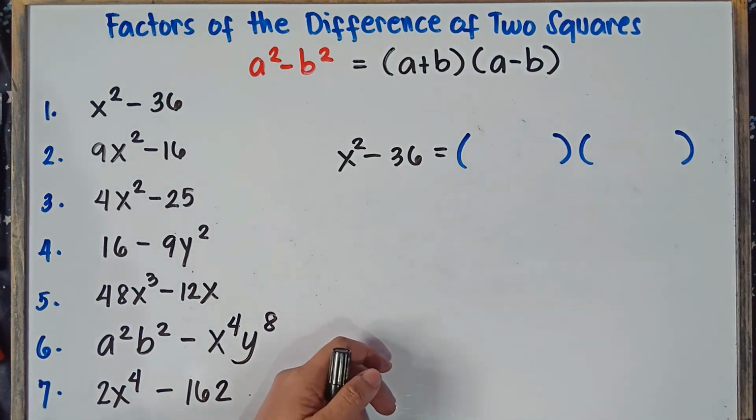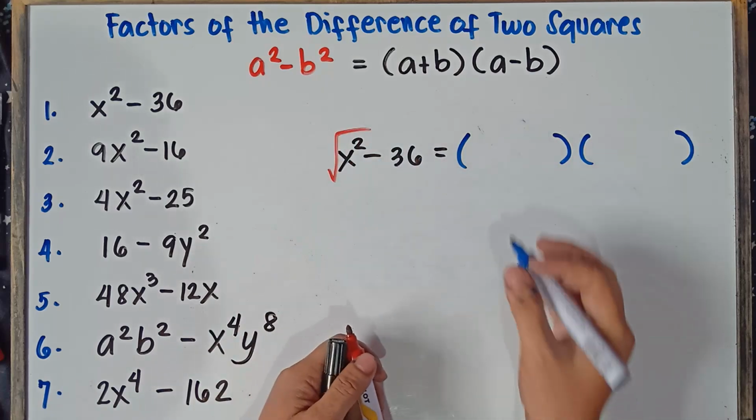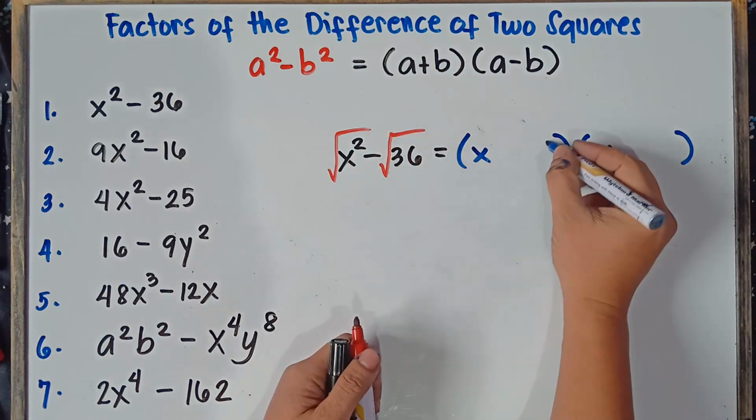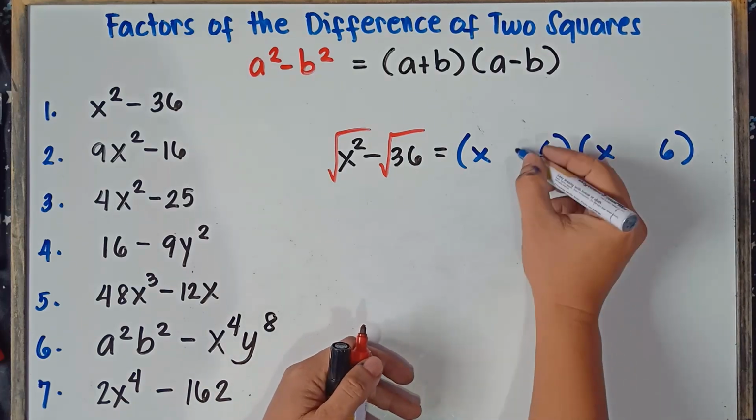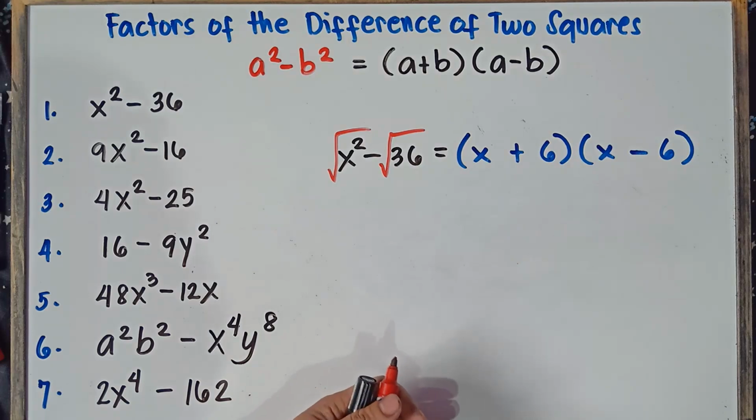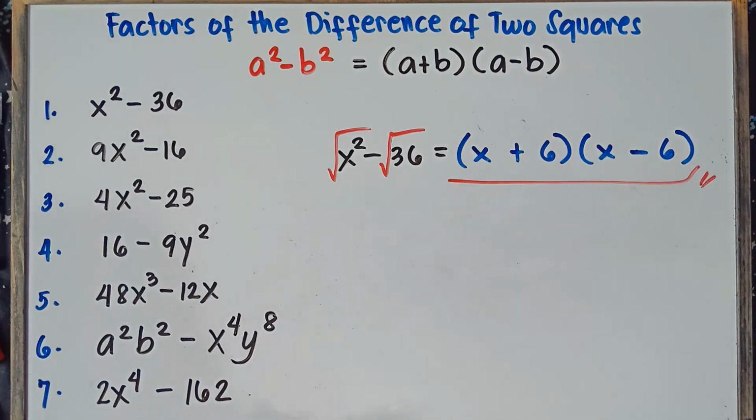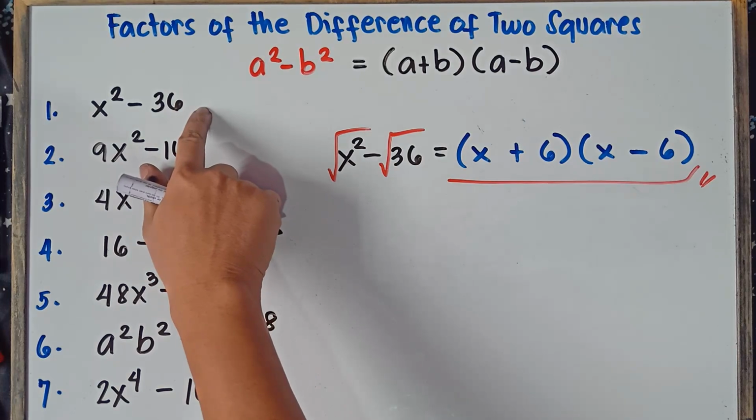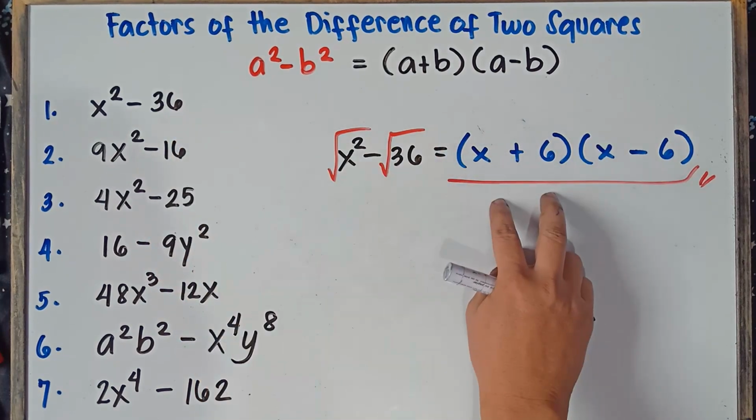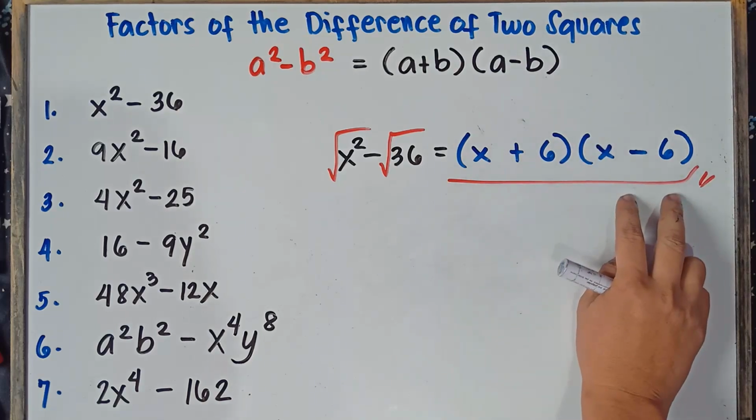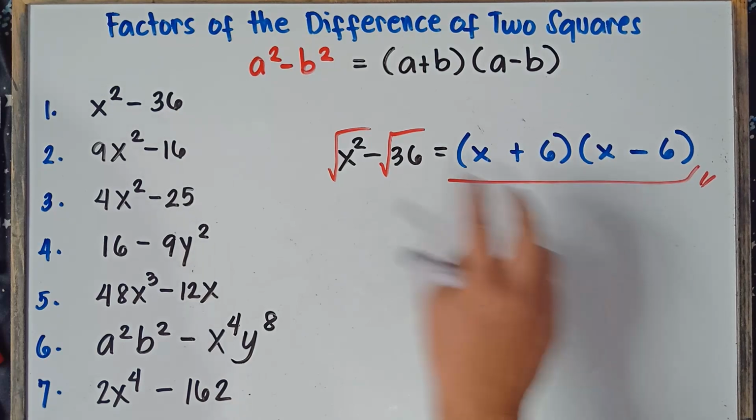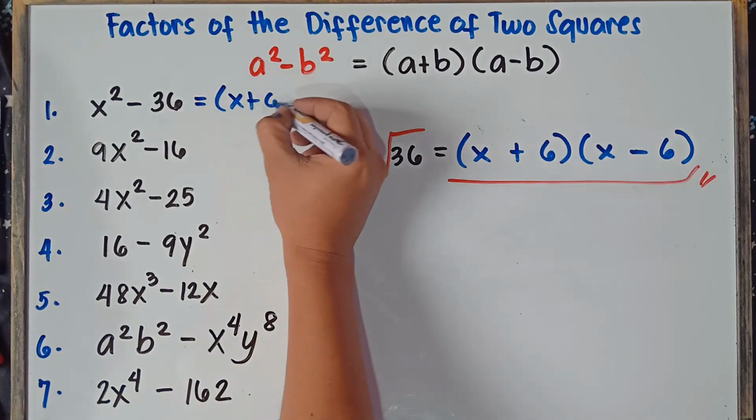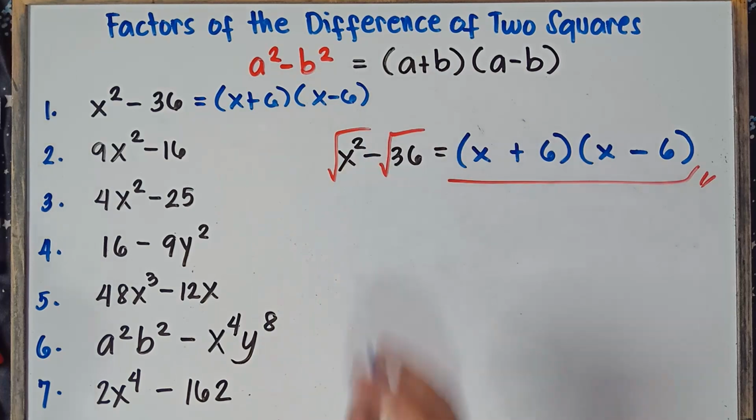Alright, and then simply get the square root of the first term, the square root of x squared, that would be x, so put two x's. And then the square root of 36, that would be 6, so put two 6's. And then put plus and minus sign. That's it, class. That's the answer with regards to example number 1. Even if you apply the FOIL method, class, I'm sure you will get this answer. So therefore, the factor of this given expression, that would be quantity x plus 6 and then x minus 6.